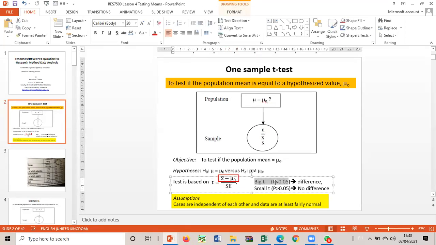T value small means what? Small t means there's not much difference. Again, t can be big or t can be small. Big t implies there's a difference. These two are totally different. What you observe is totally different from what you expect. Whereas small t implies not much difference between these two.